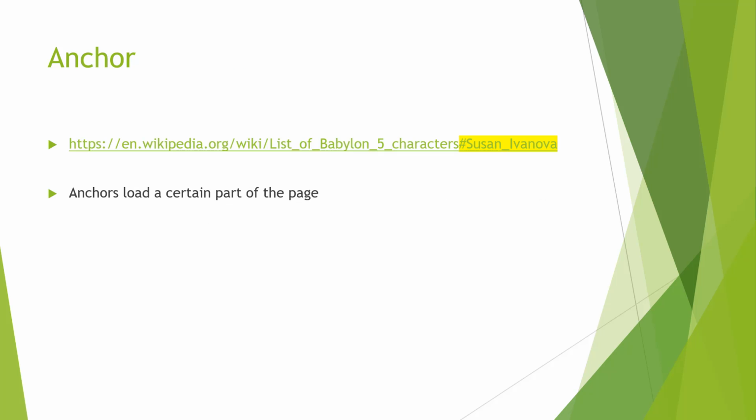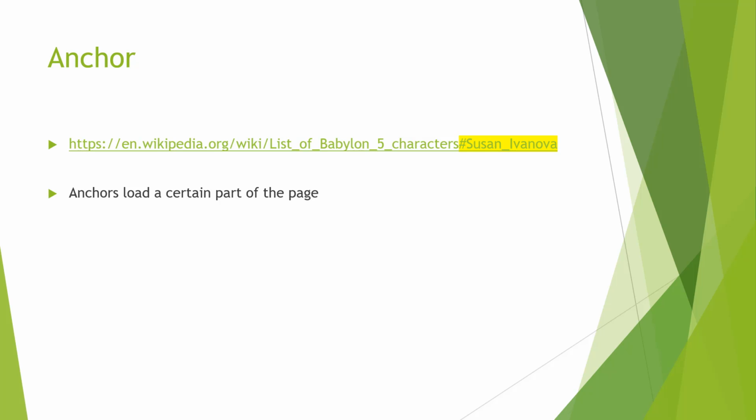Lastly are these things called anchors. Here we have a Wikipedia page and we have at the very end a pound sign, Susan Vonnevan. Well, the anchor is the pound sign. The anchor allows for loading of a certain portion of a page. So if you have a long page, like a Wikipedia page, and you want it to load a certain portion of the page, you would set anchors, and this anchor would load that portion of the page.